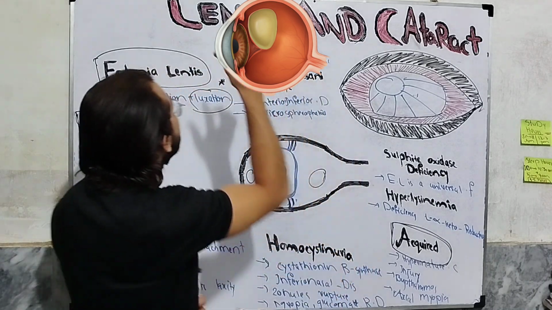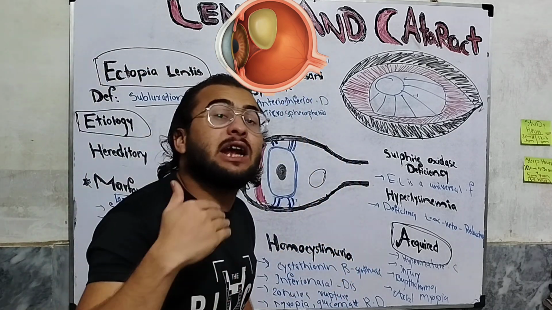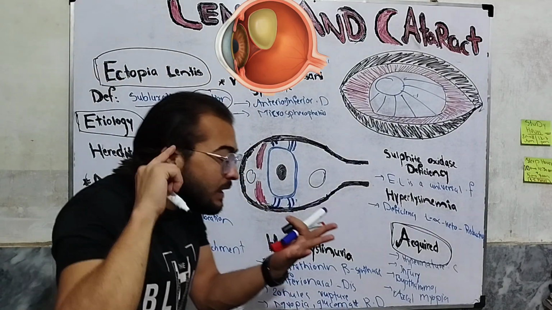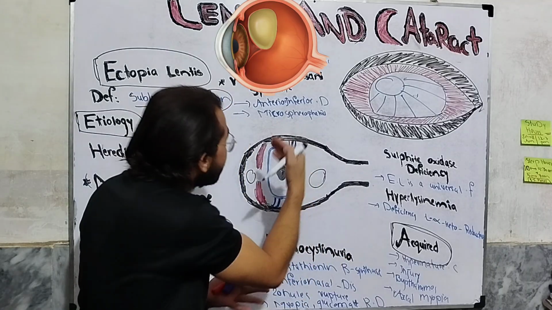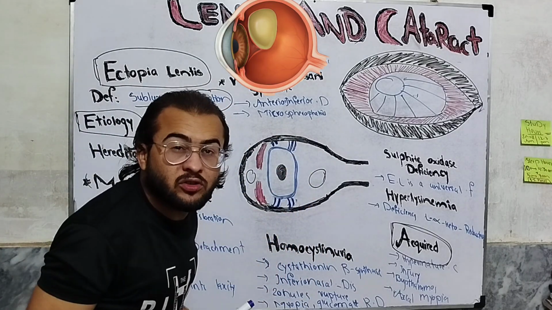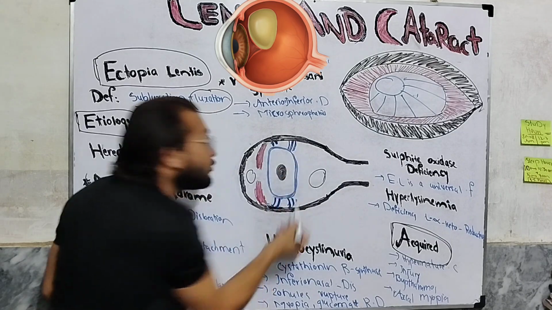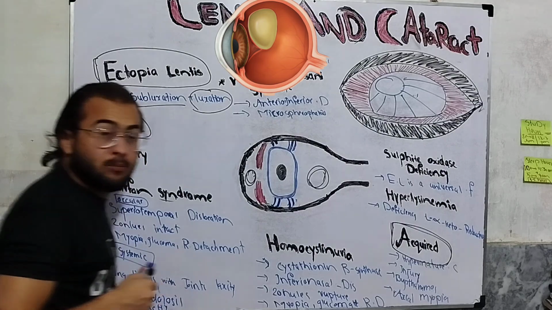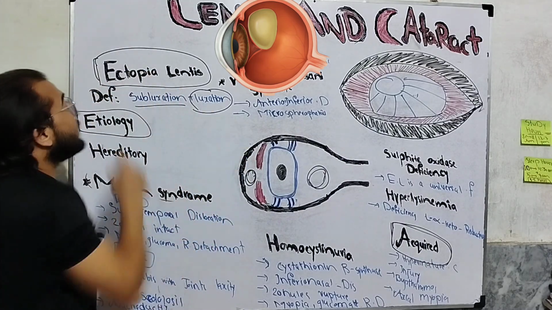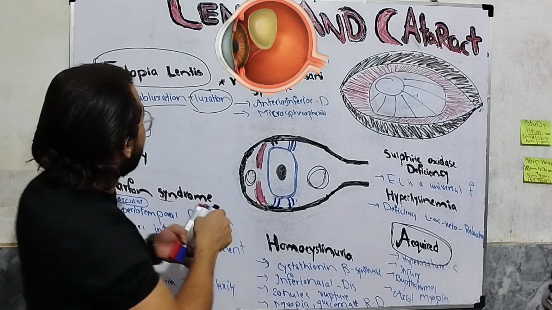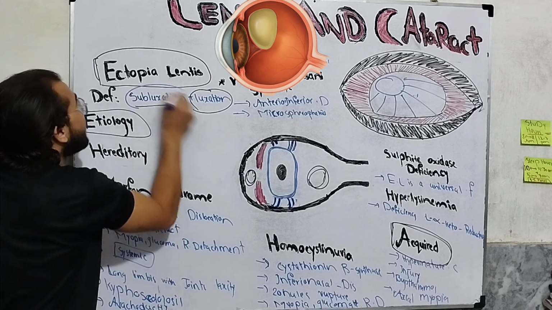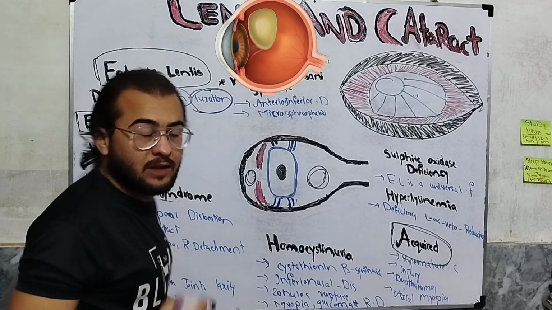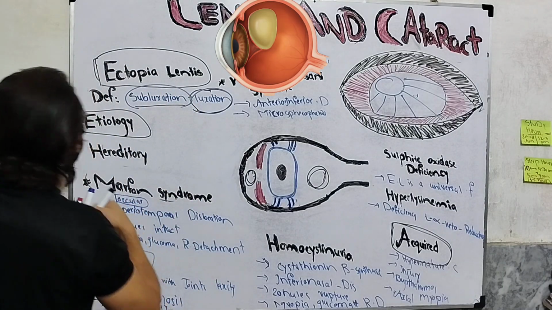Now, the last topic in this chapter of lens and cataracts is Ectopia lentis. What is Ectopia lentis? It is the partial or complete dislocation of the lens from its normal position. It can be partially dislocated, or the lens can be completely dislocated into the anterior chamber or posterior chamber. This dislocation of the lens is called Ectopia lentis. Partial dislocation is called subluxation, and complete dislocation is luxation of the lens.